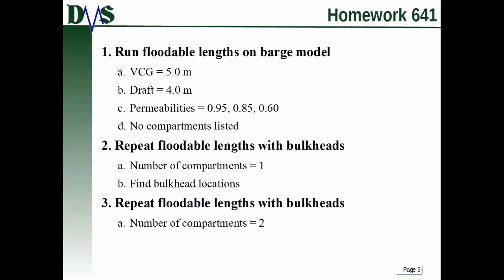Excuse me. So number of compartments is just 1. And then find the bulkhead locations. There's a general arrangement drawing provided. So a bulkhead is anything that segments off the entire section of the hull. Okay, so it's the entire transverse length of the hull. And then repeat that floodable lengths exercise again with bulkheads, but this time consider it with 2 compartments. And just a fair warning, I don't guarantee that the ship will pass floodable lengths. You just have to produce the output.